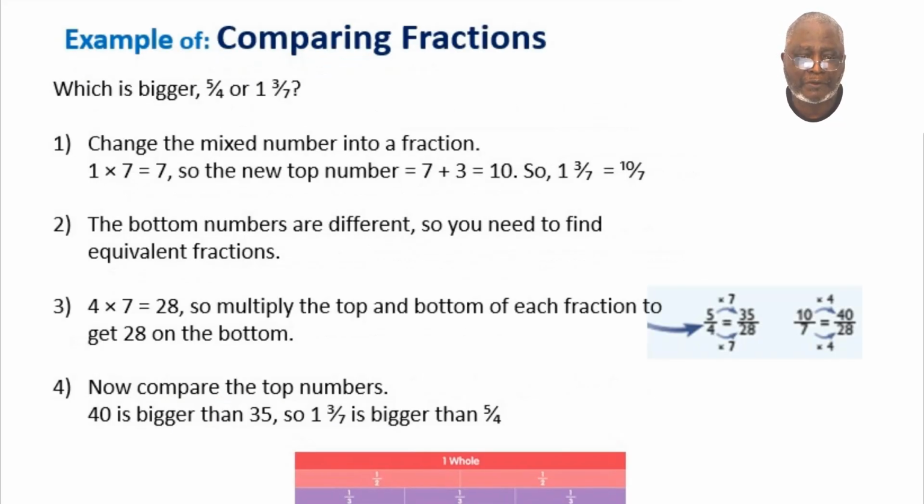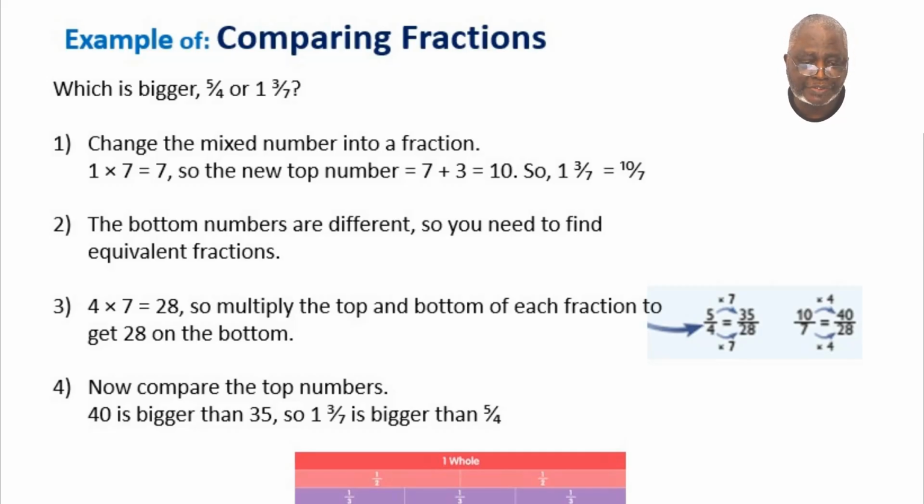Example of comparing fractions. Which is bigger, 5/4 or 1 3/7? You have 4 points to look at here. Change the mixed number into a fraction. So 1 times 7 is 7. So the new top number is 7 plus 3, which is 10. So 1 3/7 as a fraction is 10/7.